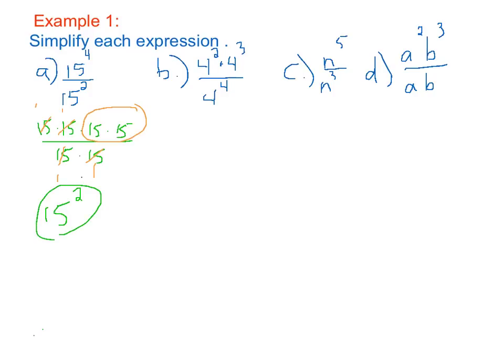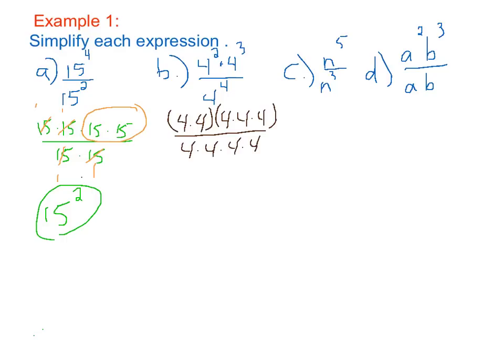Right, looking at part B, we have 4 squared times 4 to the 3rd over 4 to the 4th. If we write this out in expanded form, we have 4 times 4 is part of it, and then we have 4 times 4 times 4, and then in the denominator we've got 4 multiplied by itself 4 times.